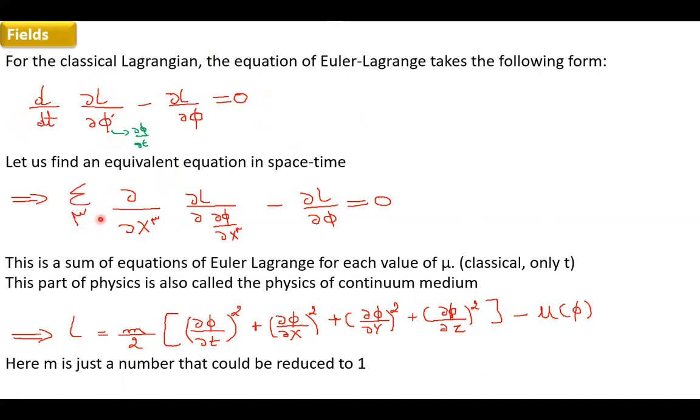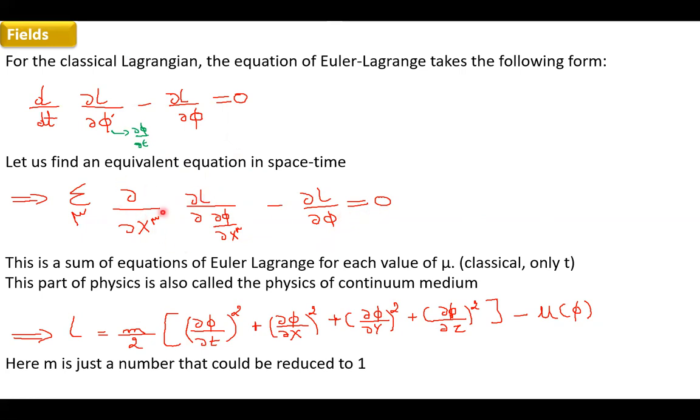It's the sum over mu. So mu is from 0 to 3. It's the sum over mu of del over del x mu, instead of d over dt, of del L over del phi dot. Phi dot is del phi over del x mu, not just del phi over del t. So phi dot is del phi over del x mu, minus, here we cannot change anything, so we keep the del L over del phi, that is equal to 0.